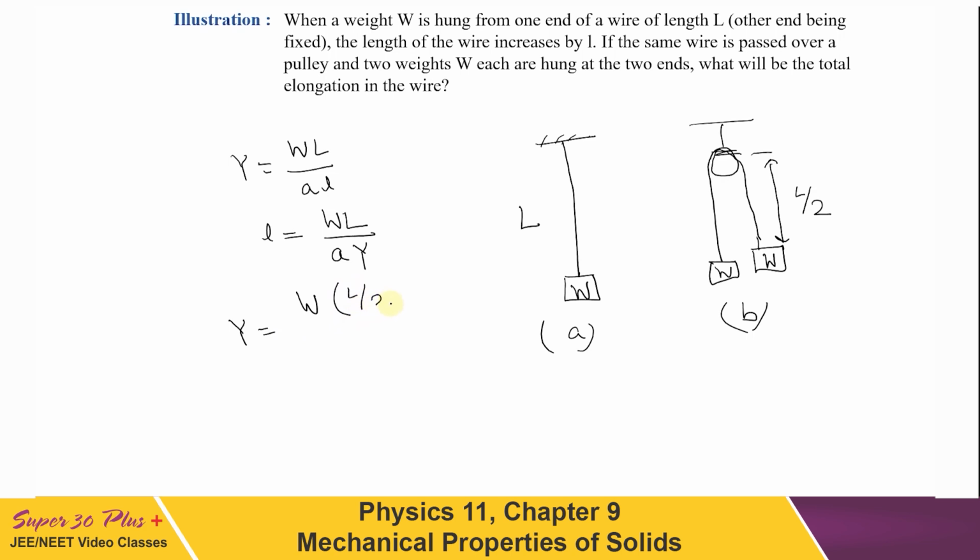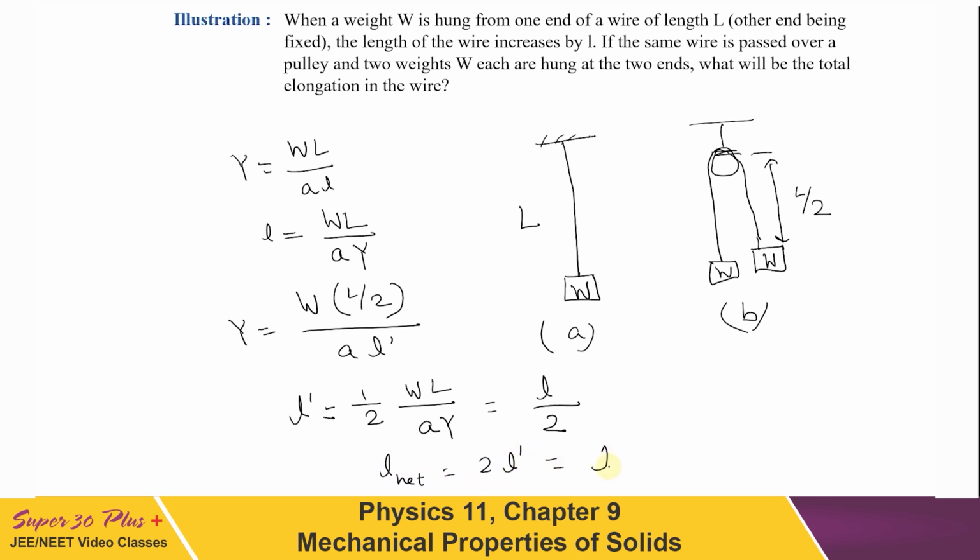Now the length has become L by 2 upon A into L dashed, and from here L dashed will be equal to 1 by 2 WL upon AY, that is extension in the first case upon 2. So the increase in length for both segments, if we consider, that will be equal to the net change in length, which has to be twice of L dashed. It will be equal to L.